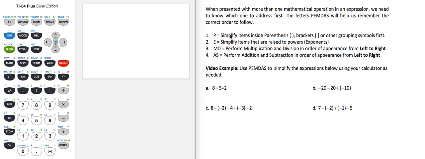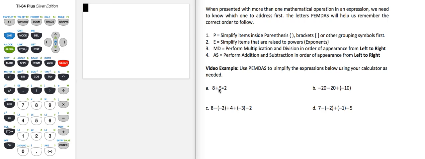So addition, subtraction, multiplication, division. PEMDAS tells me which one takes priority. Parentheses are first, brackets, grouping symbols. Exponents are second. Multiplication and division are in the order of appearance from left to right. That does not mean multiplication comes first. Same thing, addition and subtraction is last, but it's in the order they appear from left to right. It doesn't mean that addition is always first. So let's see how these rules help us when we're working with more complicated expressions.